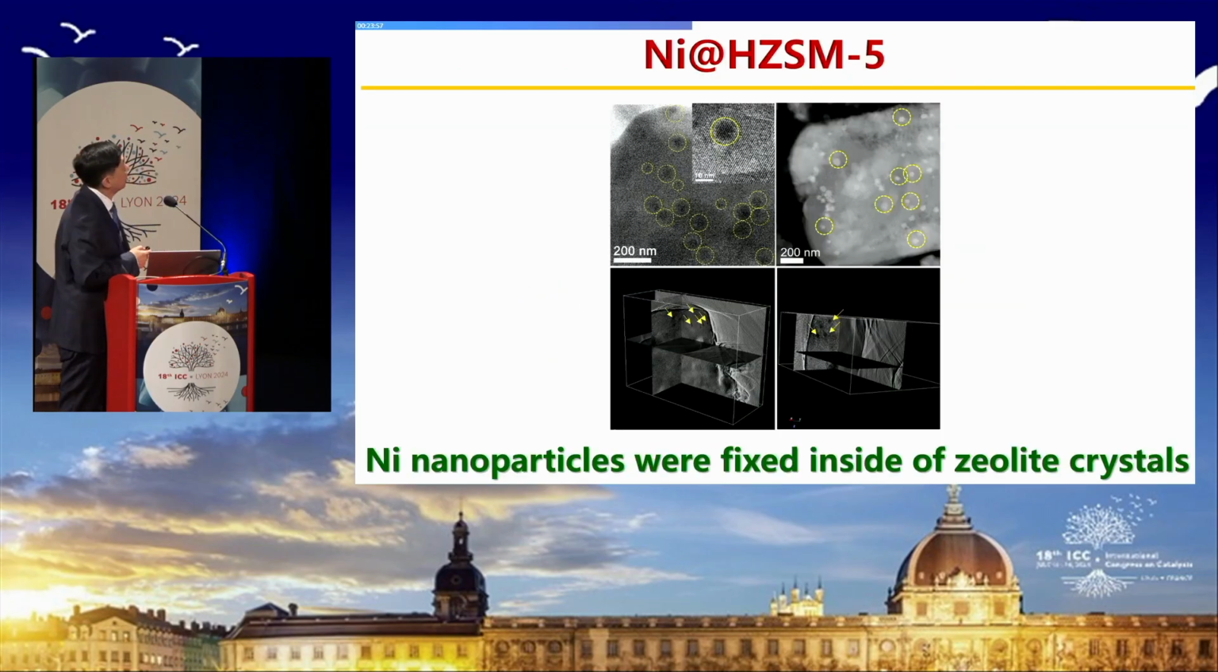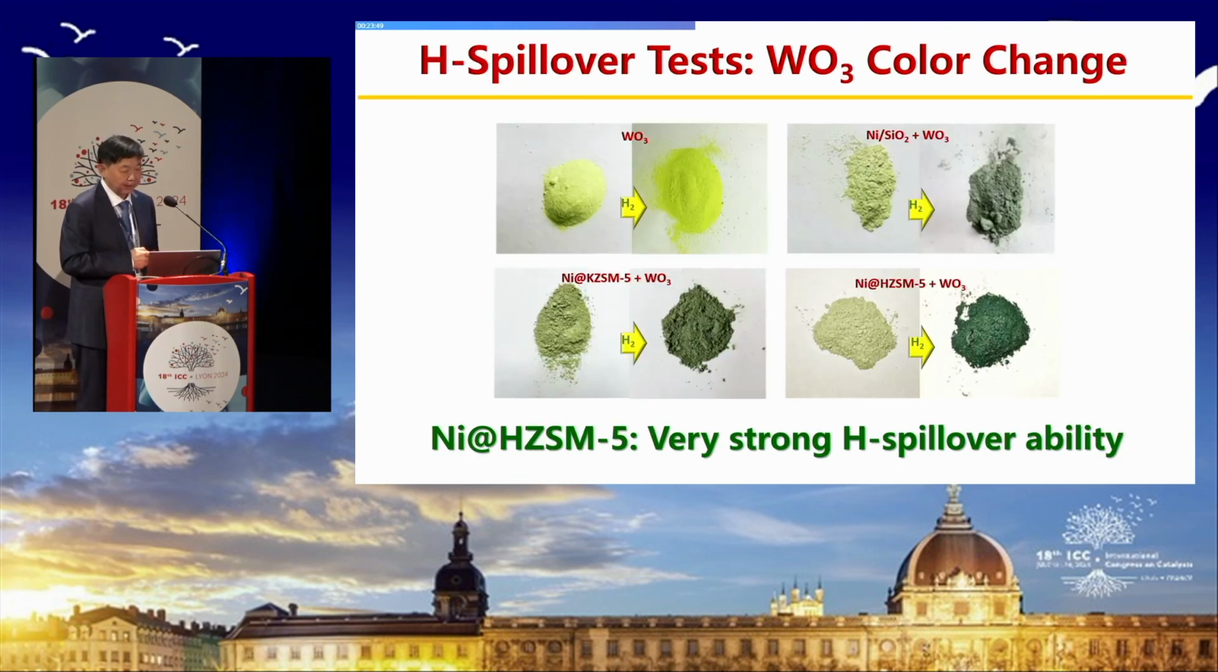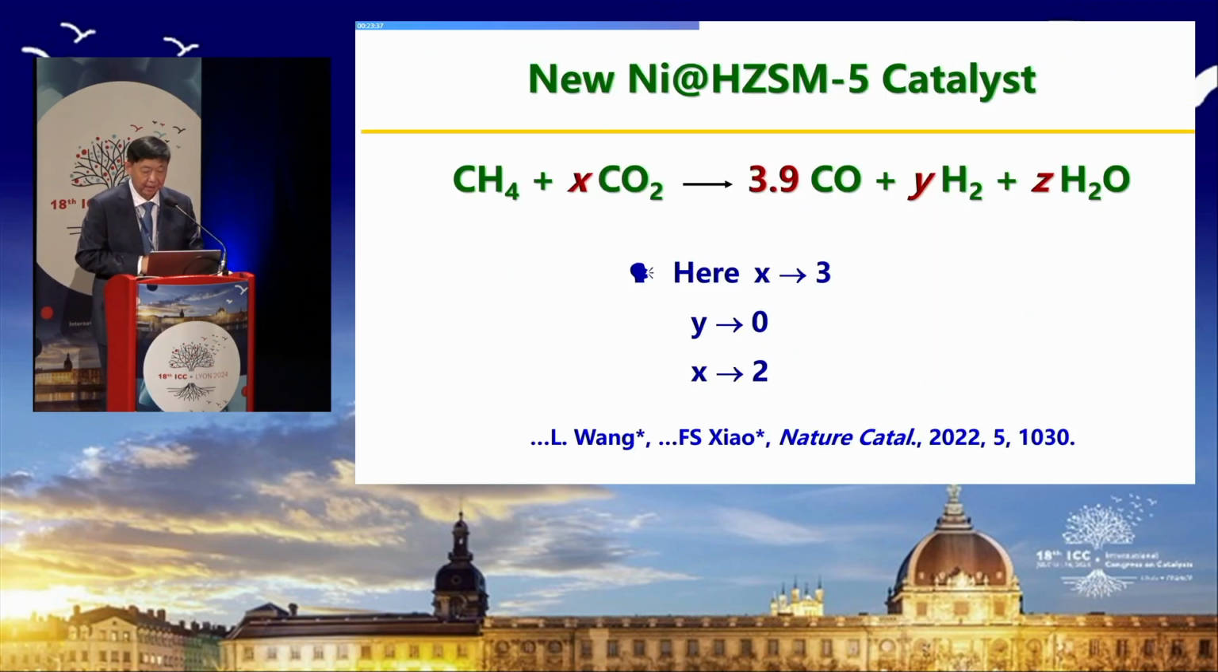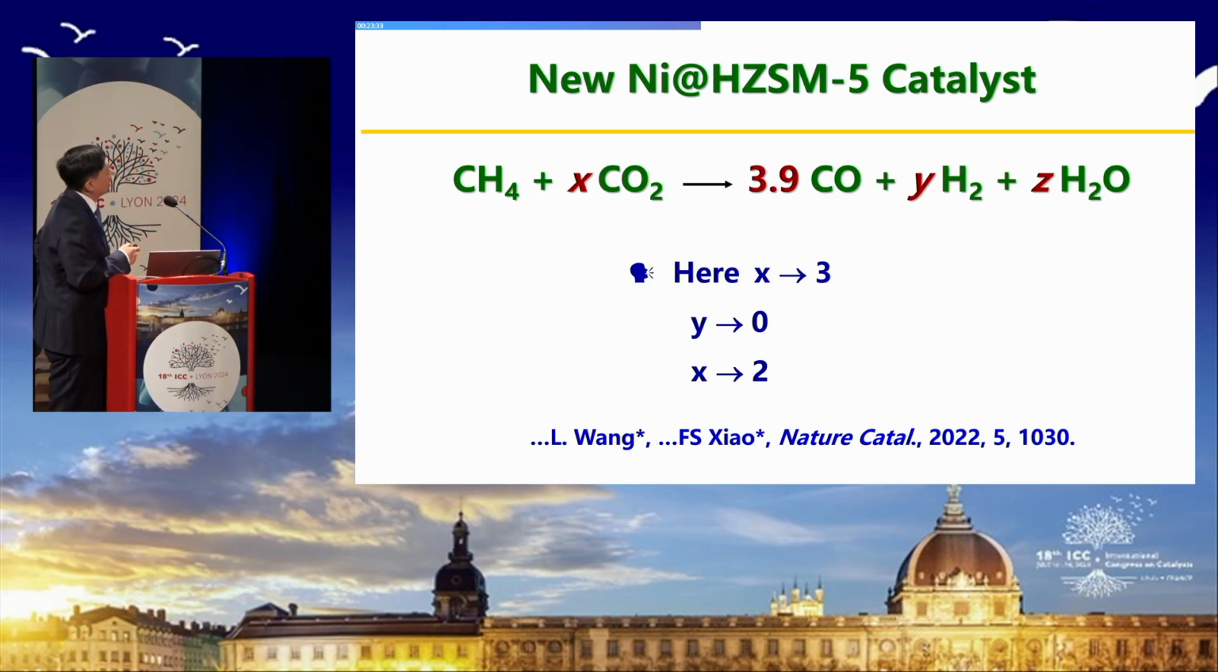So here is our preparation. Here, nickel nanoparticles fixed with zeolite. This kind of catalyst shows very strong hydrogen spillover ability. How to test? We use this one, a color change. Right now, we use a new nickel nanoparticle on the hydrogen form zeolite catalyst.